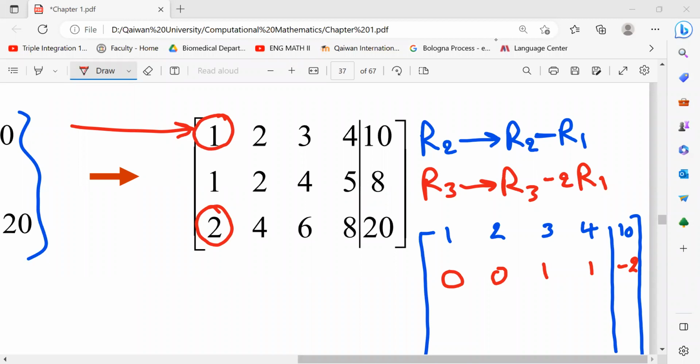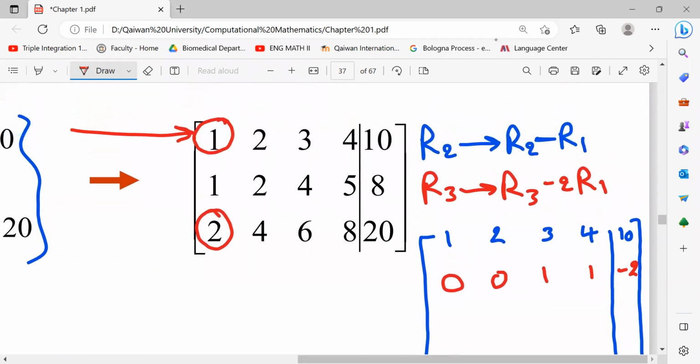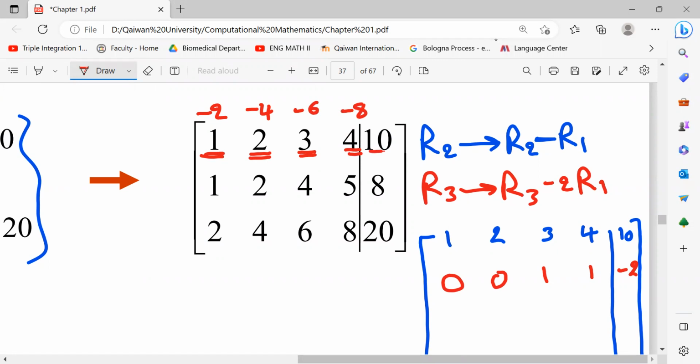This is the operation that we apply in row 3 to change this into 0. Now, what do we get? We multiply the elements of row 1 by -2. If we multiply this by -2, we get -2. This by -2 is -4. This by -2 is this. Now, we add these to the entries of row 3. -2 plus 2 is 0.